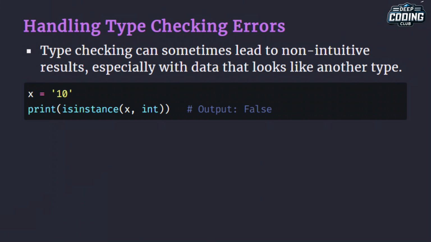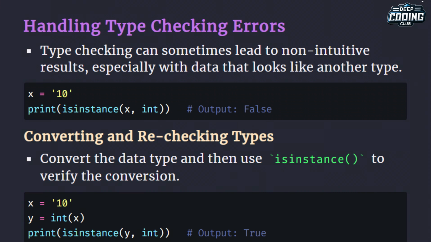And now let us convert x to an integer first, which will alter our result. Like x is equal to 10 before, and then y is equal to int, passing x as an argument, and now y is a number, but x is not. And now if I run isinstance on this y with my target data type as int, you can see that the output is true.